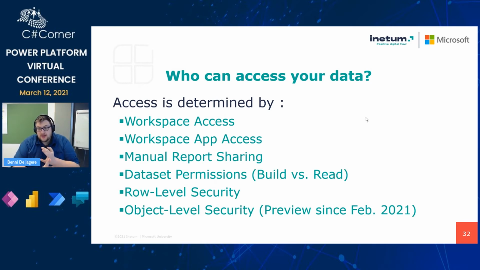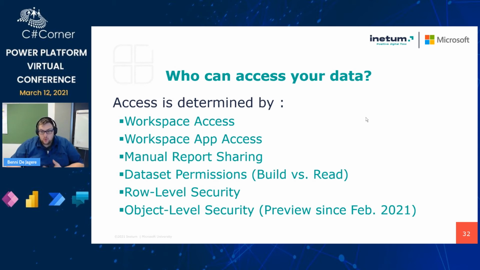Who has potentially gotten access to a report by manual report sharing? Or who has gotten access manually on your data set? Who has access on this, for instance? So workspace access is the most important one because they also influence a few other things. But the fact that people can access your data is also influenced by row level security and object level security, which hit preview since February 2021.